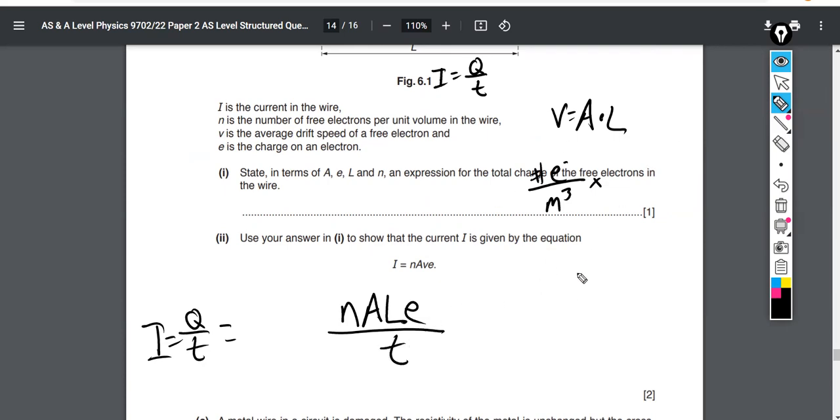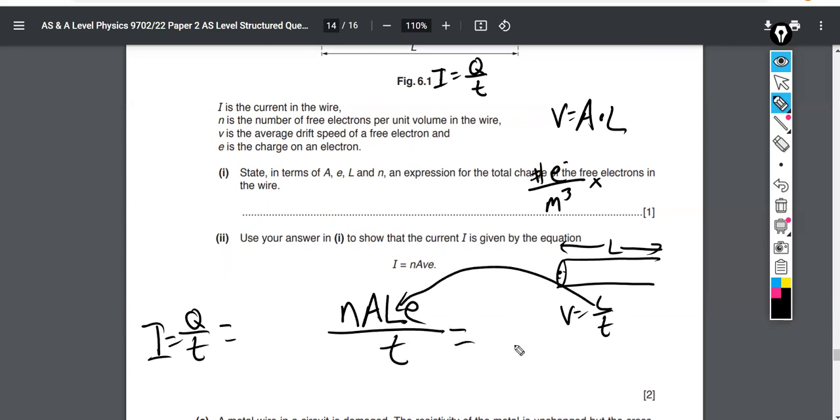And we know that the velocity is the distance L, right? So an electron that moves through this wire is traveling a distance L in time t. And so velocity is L over t. And we can substitute that in here, right? Plug that in for L over t, and we get the equation I equals nAve.